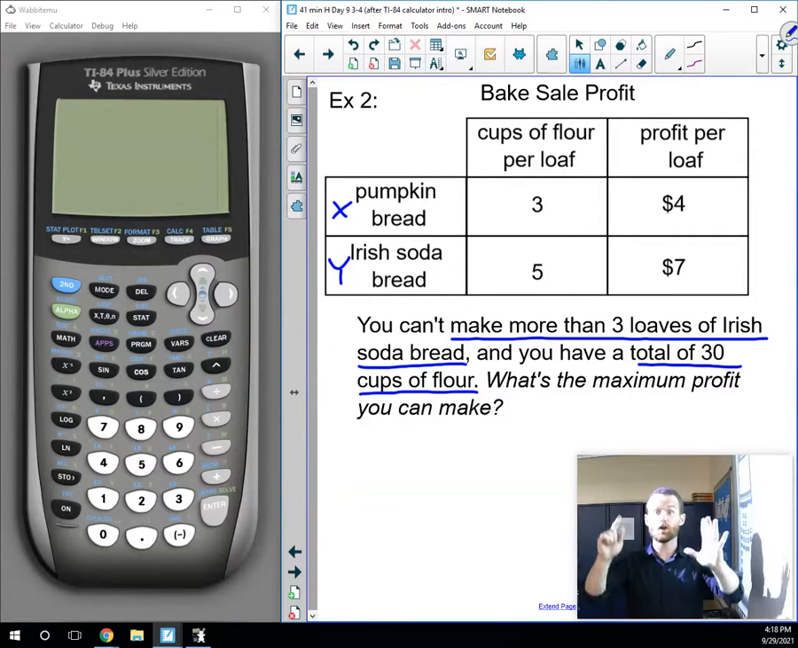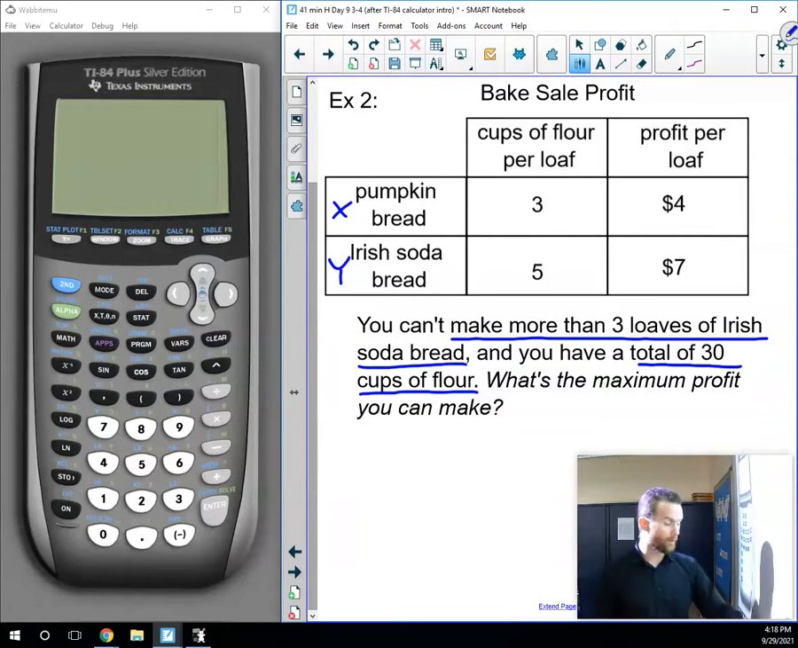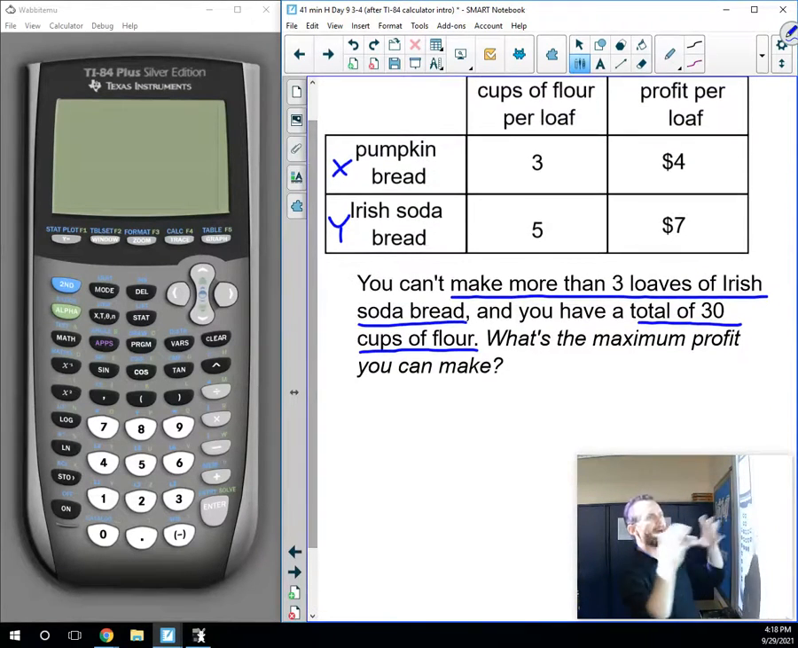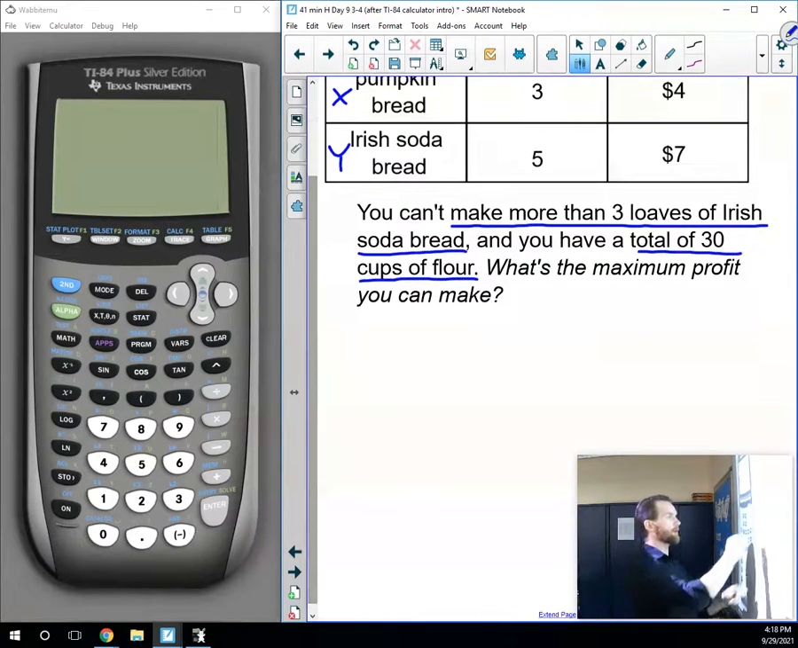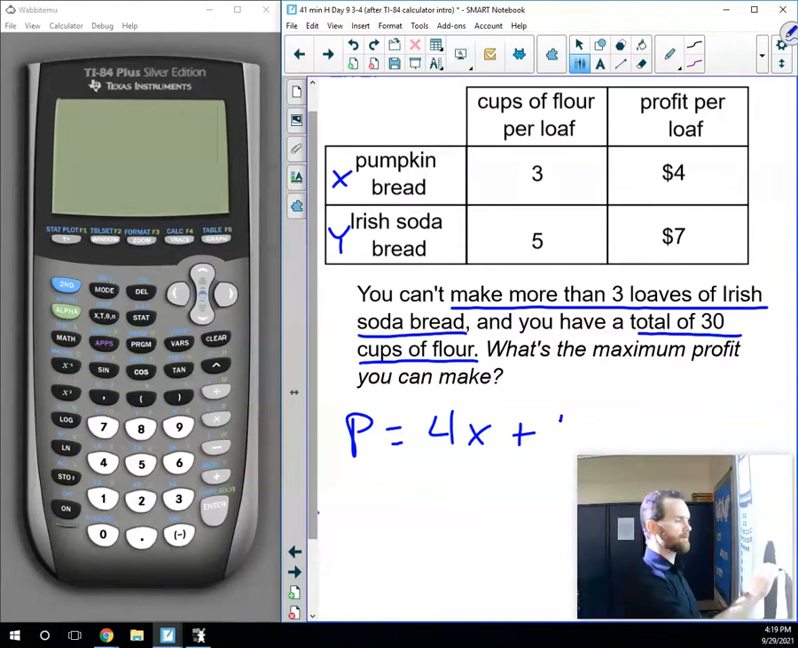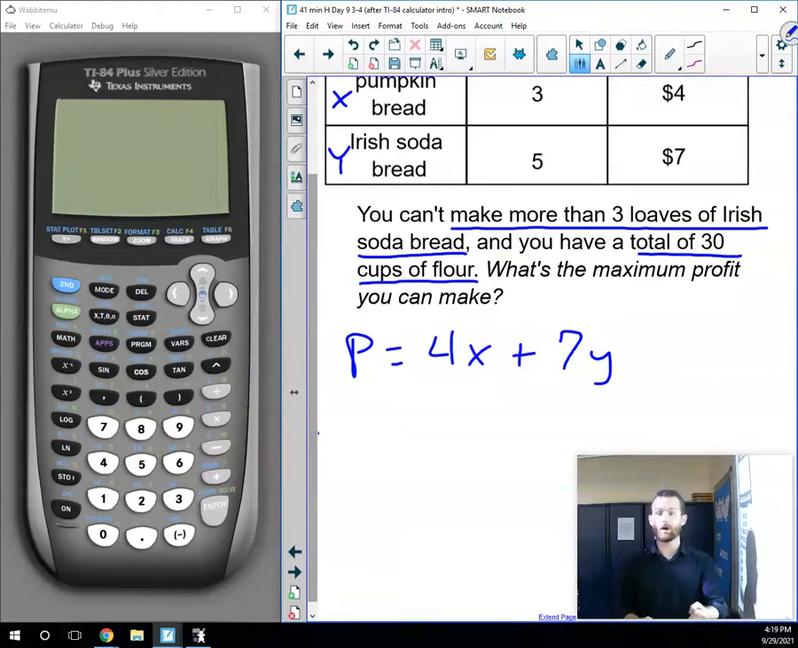All right, so let's start our linear programming process. First thing, we write our objective function. So that's what we're trying to maximize. It's saying, what's the maximum profit? Okay, so P equals, let's see. The profit we can make for a pumpkin bread is 4, so that would be 4x, plus the profit we make for Irish soda bread is $7, so that'd be 7y. So that's our objective function. Our profit is going to be 4x plus 7y. $4 for every loaf of pumpkin bread plus $7 for every loaf of Irish soda bread.